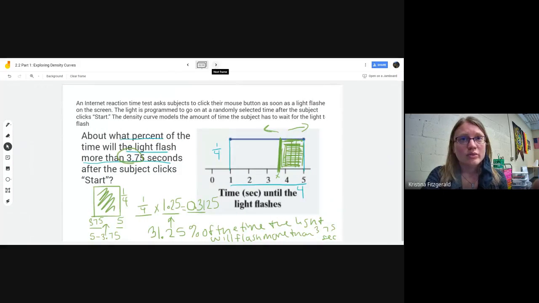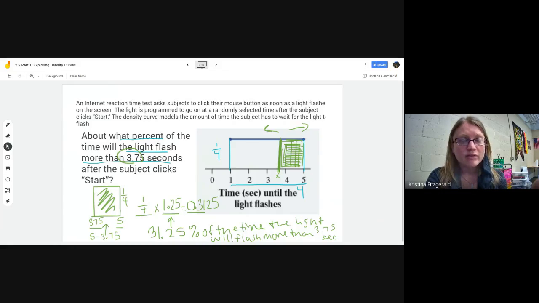Then using that information, we wanted to find a certain section of this density curve. It says, about what percent of the time will the light flash more than 3.75 seconds? I marked out where 3.75 was, and since it says more than, I shaded up this way so I could see the section of my density curve that I want to know. So I redrew it down here. Basically, I'm at 3.75 and I'm going all the way up.